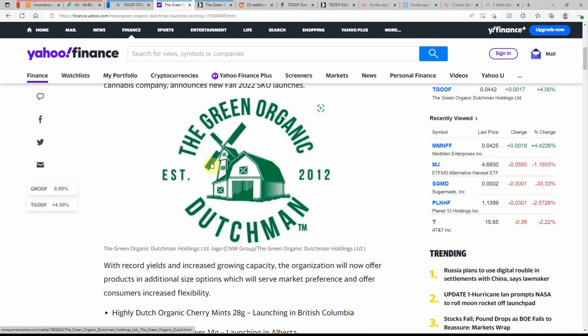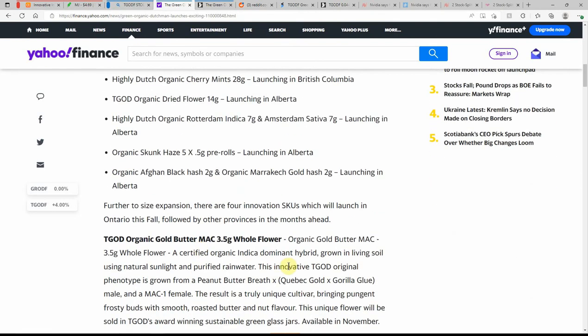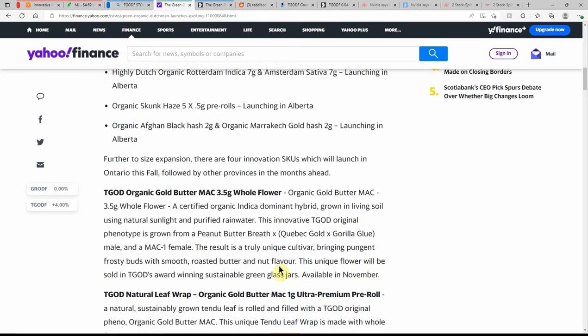I like their design here, established in 2012. The Gold Butter whole flower is a certified organic indica dominant hybrid, grown in living soil using natural sunlight and purified rainwater. The original phenotype is grown from Peanut Butter Breath, Quebec Gold times Gorilla Glue male and MAC 1 female. The result is a truly unique cultivar bringing pungent, frosty buds with smooth roasted butter and nut flavor. The unique flower will be sold in TGOD's award-winning sustainable green jars, available in November.